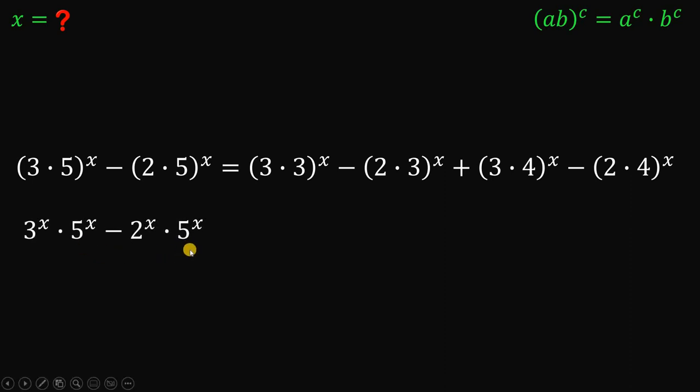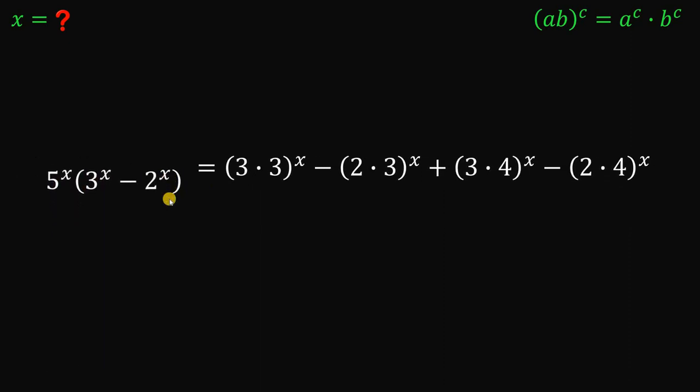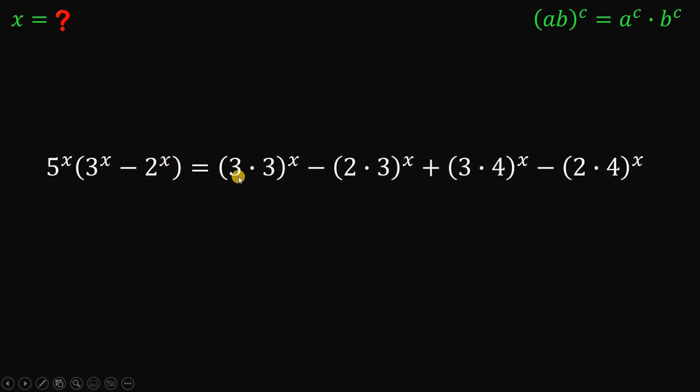Now, take note that we have a common factor of 5 raised to x, so we can factor out 5 raised to the power of x, like this. So we have 5 raised to x multiplied by 3 raised to x minus 2 raised to x. So, we can replace the left-hand side as 5 raised to x times 3 raised to x minus 2 raised to x. Now, let's focus on 3 times 3 raised to the power of x minus 2 times 3 raised to the power of x.